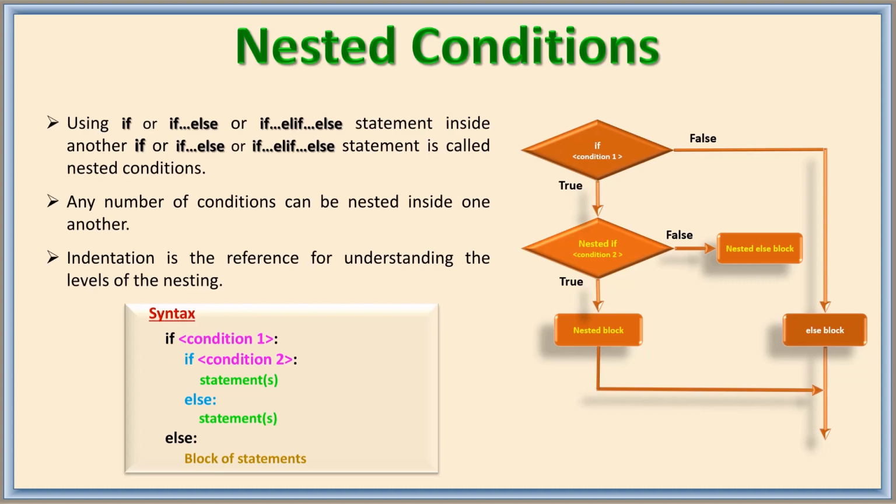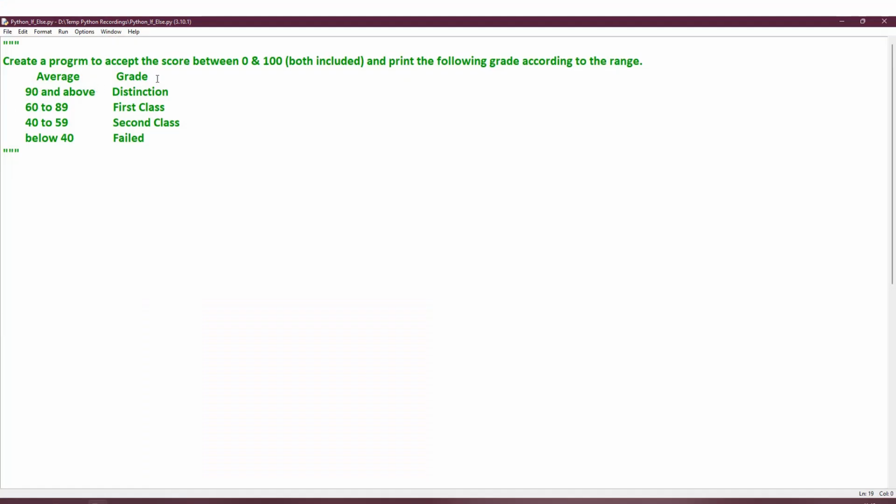Let us see an example program. Create a program to accept a score between 0 and 100, both included, and print the following grade according to the range: 90 and above distinction, 60 to 89 first class, 40 to 59 second class, below 40 failed. We need an input, so I take score equal to int of input, enter the score.